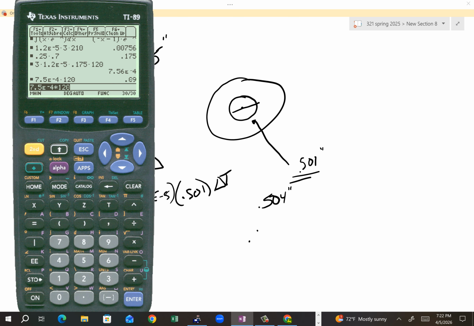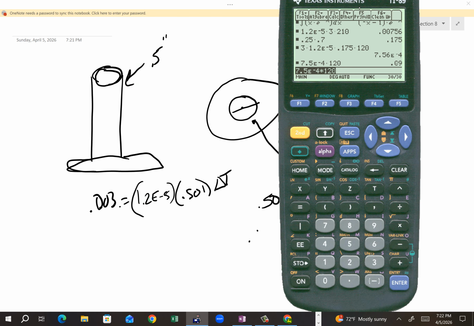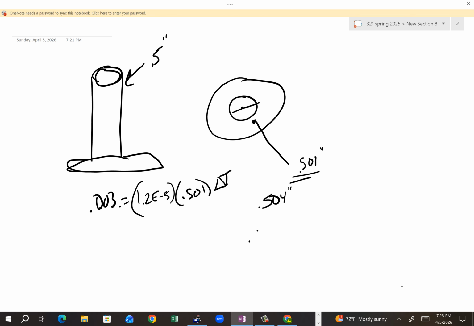Well, then how hot would it need to be? Let's find out. Let's ask Betsy. 0.003 divided by parentheses 1.2 E minus 5 times 0.501. You need to have a delta T of 499 degrees C. So if right now it's 20 degrees C, you're going to have to heat it up to 519 to get it to go on.